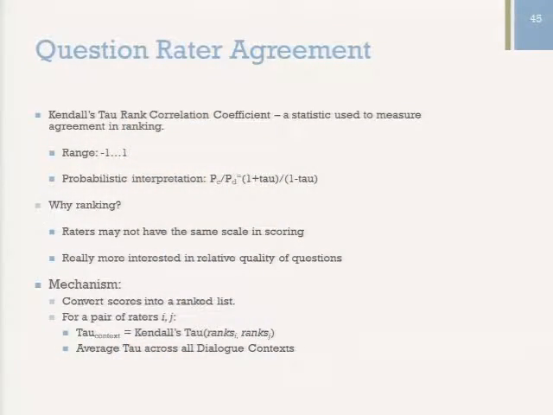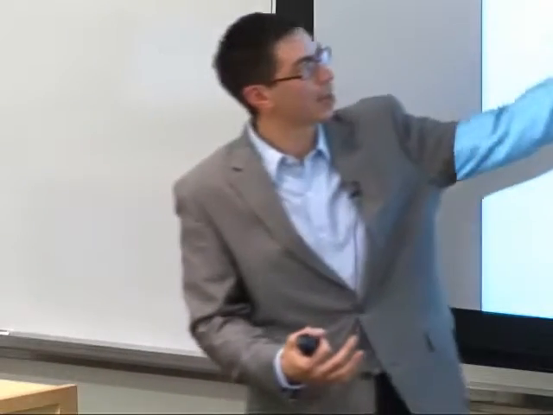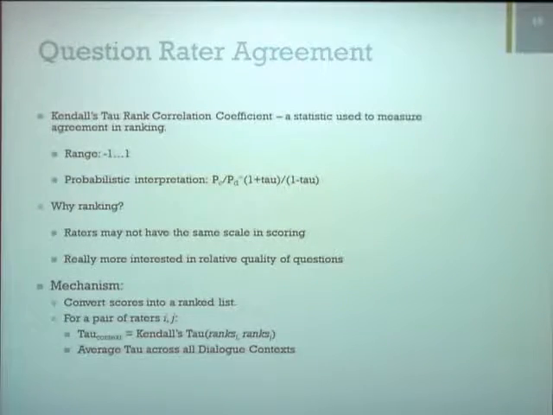And so to assess agreement, we use a measure often used in information retrieval called Kendall's tau, and it's a statistic that ranges from -1, perfect disagreement, to 1, perfect agreement. And in a probabilistic interpretation, if you take tau, you get the probability of concordances, times they agree on individual pairs, versus how much they disagree on individual pairs.